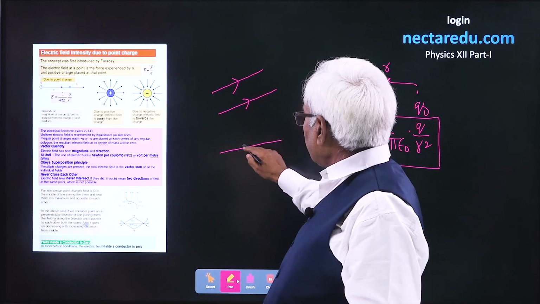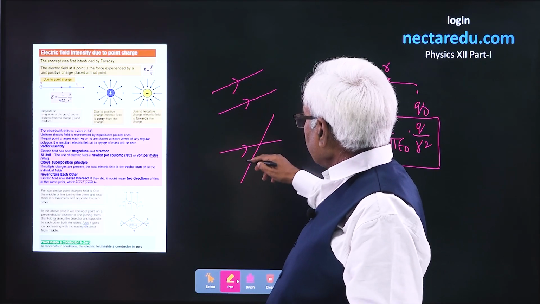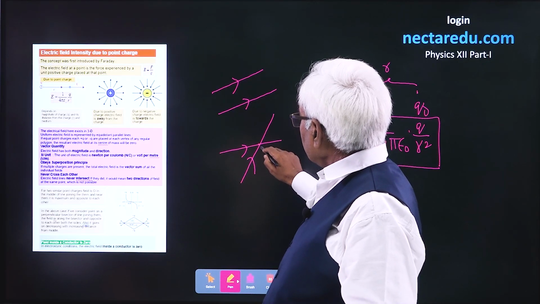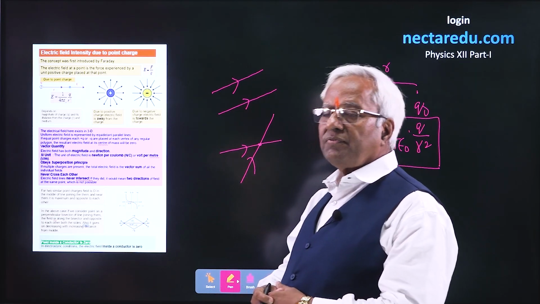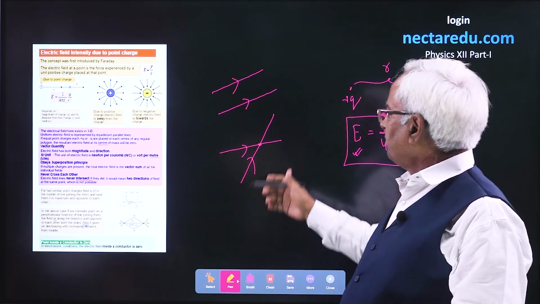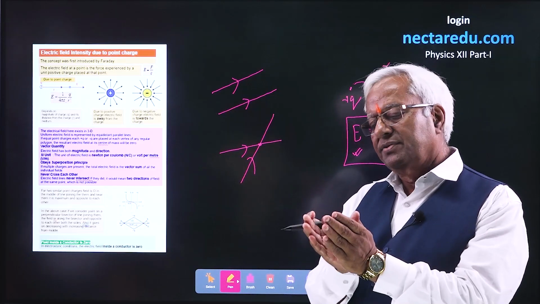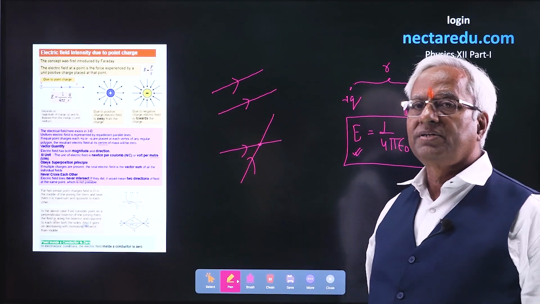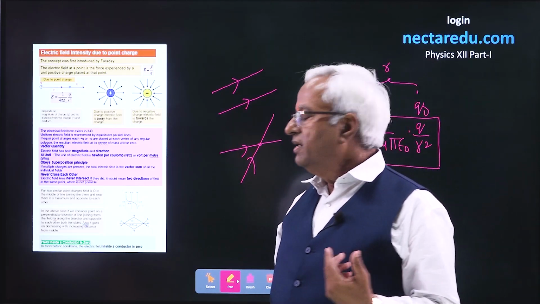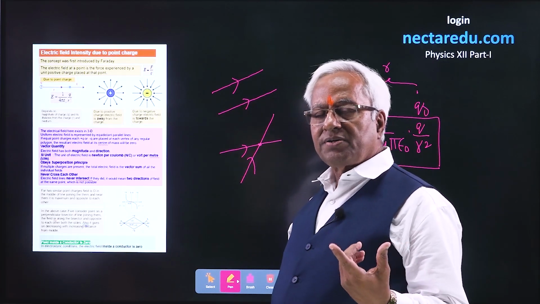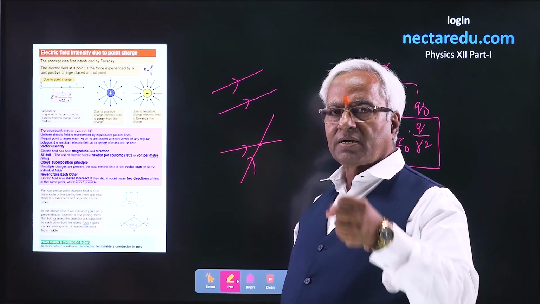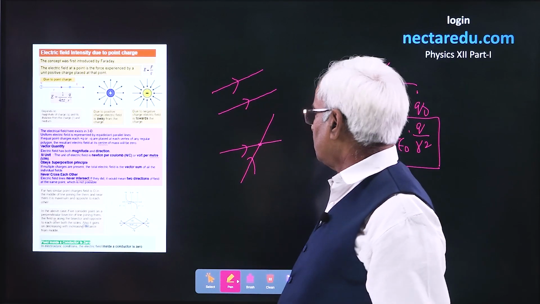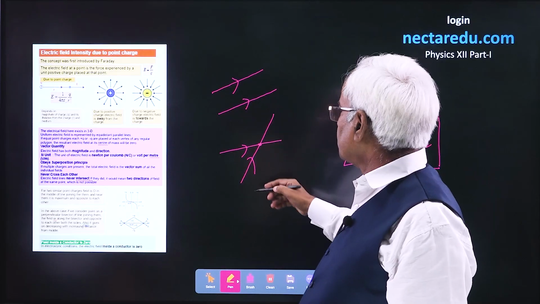Electric field lines can never intersect each other like this, because at the point of intersection, it will give the inference that electric field is along two directions, where it is just impossible. A vector is always along one particular direction. When I say one vector, that means the resultant vector shall be always along one direction.